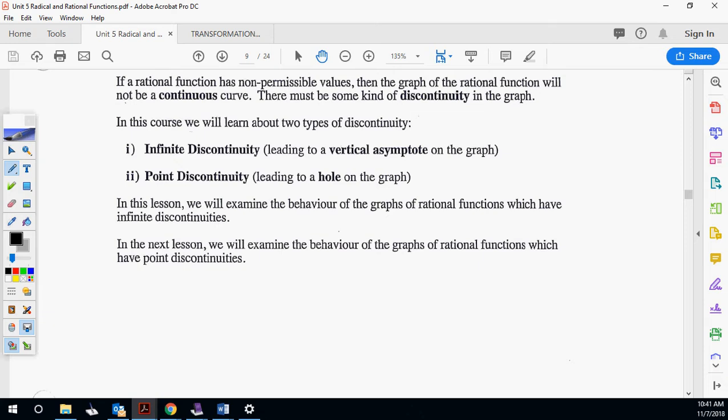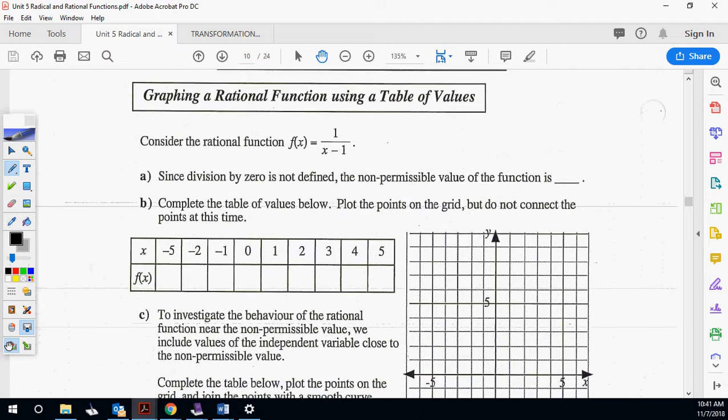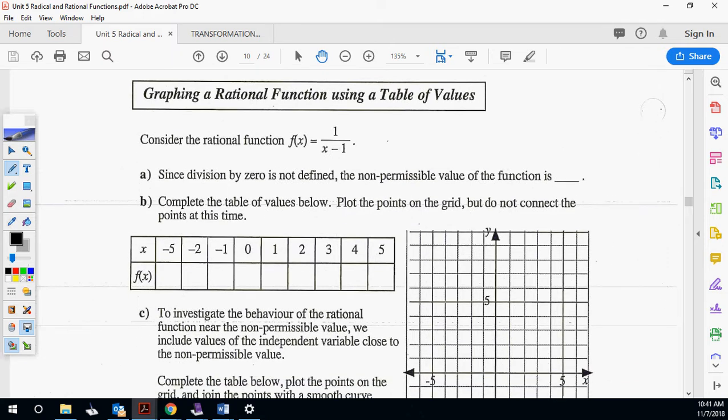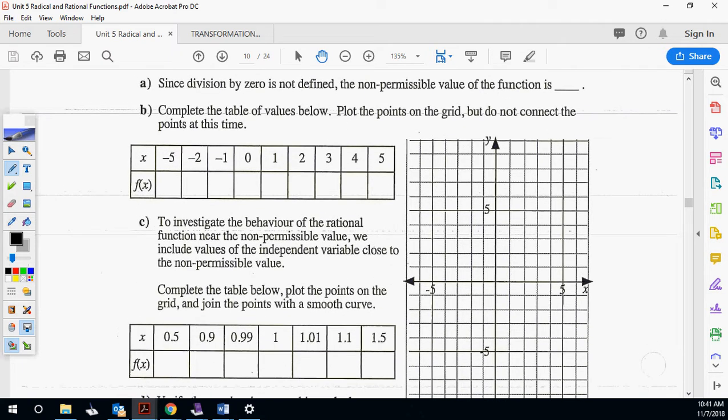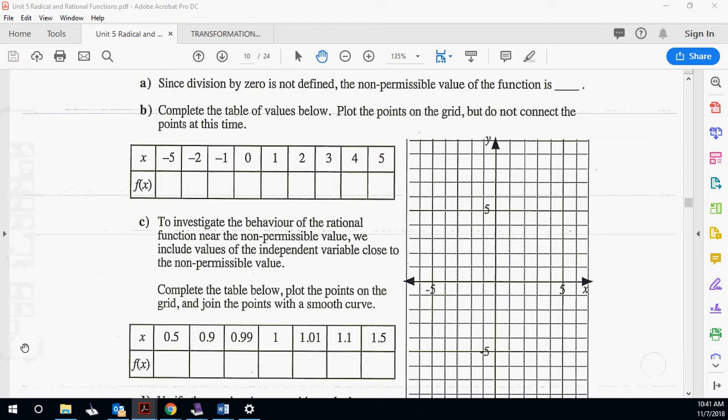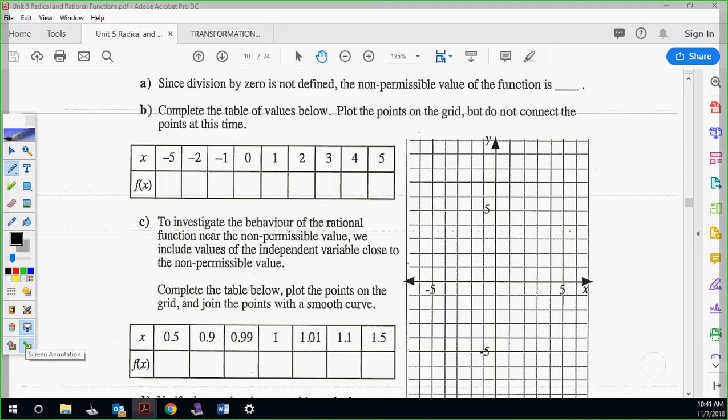Okay? All right. So graphing a rational function using a table of values. So consider the rational function 1 over x minus 1. Since division by 0 is undefined, what's the non-permissible of 1 over x minus 1? Simply what? 1, right? We put a 1 in that simple 1 over x minus 1, that's your non-permissible.